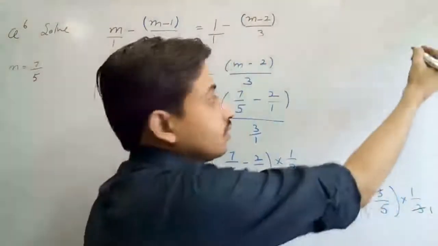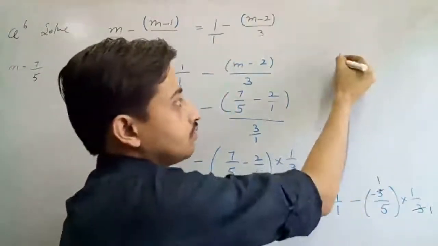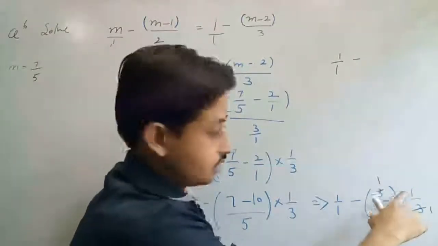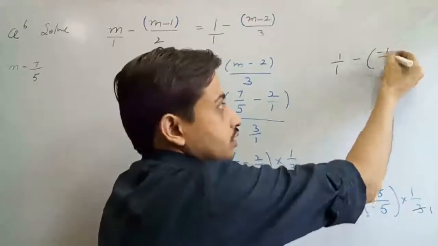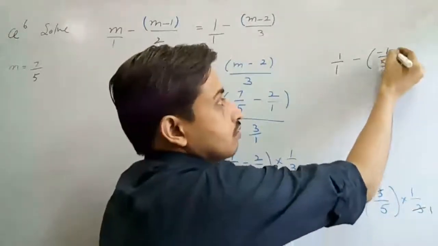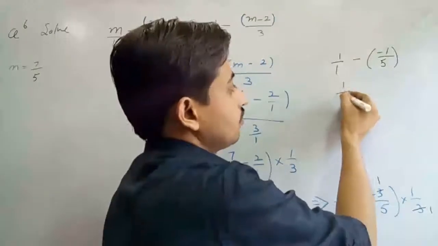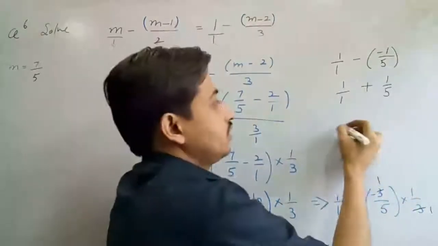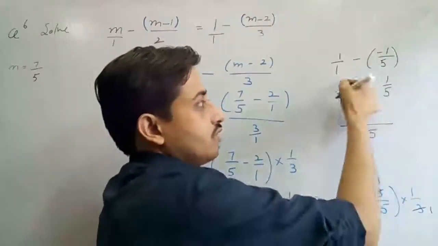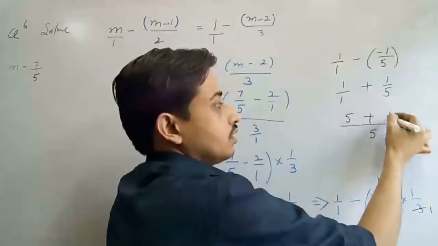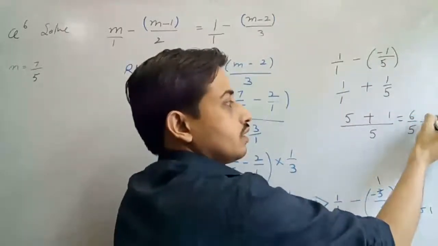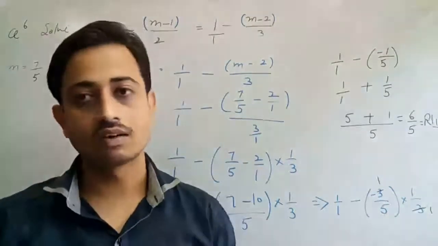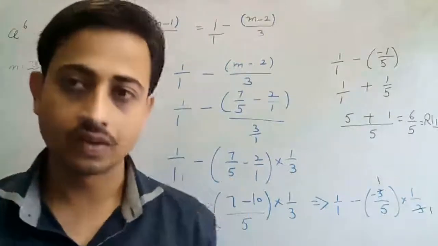I am writing here. Firstly 1 by 1 minus 1 into 1, 1, and this negative as it is. We get minus 1. Now 5 into 1, 5. Solve it. 1 by 1, negative negative becomes positive, 1 by 5. Solve it. 1 into 5, 5. 5 into 1, 5. 1 into 1, 1. So this is 6 by 5, which is our right hand side, which is the same as our left hand side. So the question is verified. Please make a note.